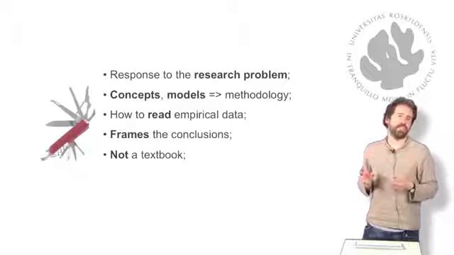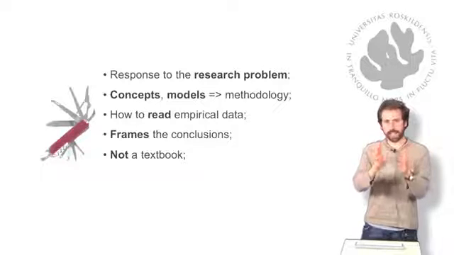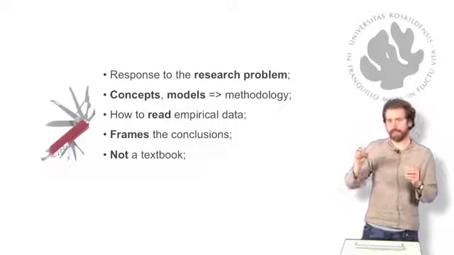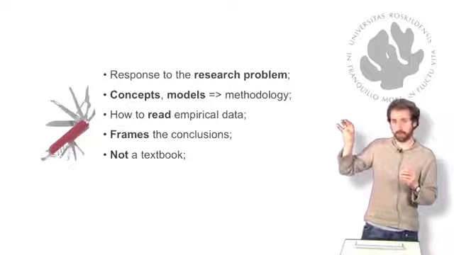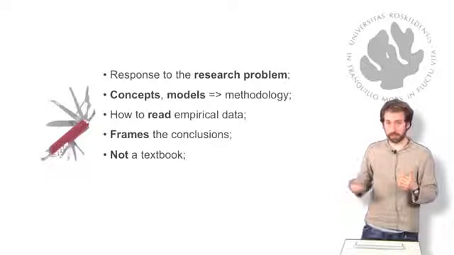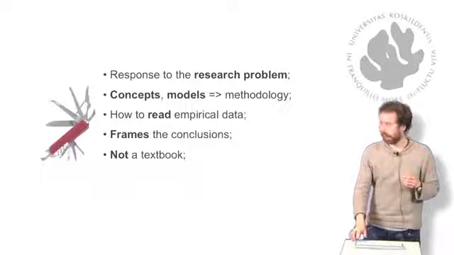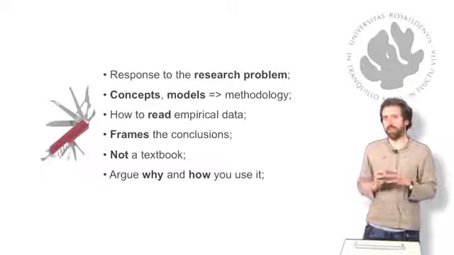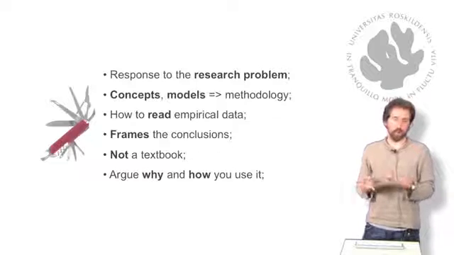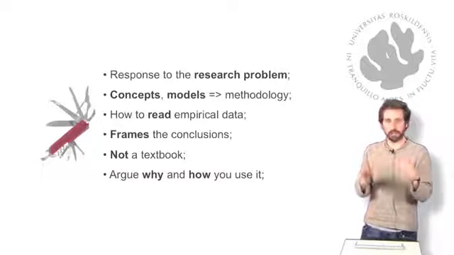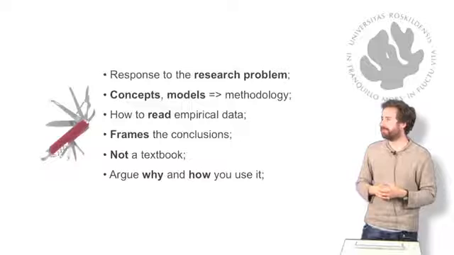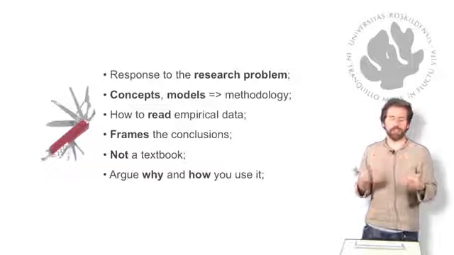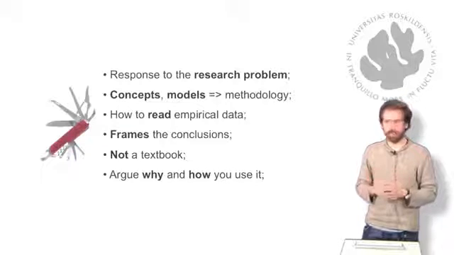Fifth, theory is not a textbook. You're not presenting the definitive account of this theory. Instead, you are providing theory in your project to the extent that it responds to your research problem. Again, it's a tool that deals with your research problem. So it's not a textbook. And also, of course, you have to argue then why and how you use it. You have to show why the theory that you use is relevant. Why do you choose this theory? Why do you choose to combine multiple theories, different concepts, different models? And also, how do you intend to use it? In what theoretical, academic context is this theory situated for your project?